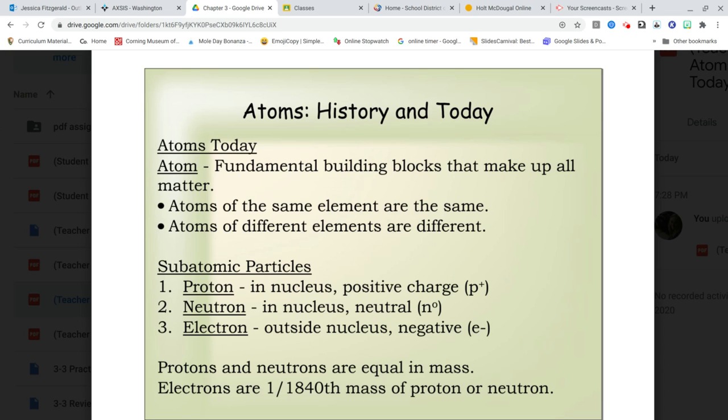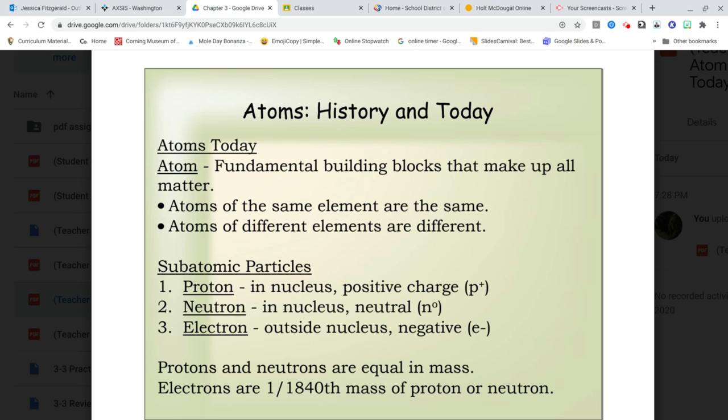In this unit, we're going to be studying the history of the atom, particularly the models, and its structure, such as the subatomic particles that make up your atoms and where they're located. So, your atoms are going to be your fundamental building blocks that make up all of your matter that we've been studying. Atoms of the same element are going to be the same, while atoms of different elements are going to be different. And we're going to be looking at their atomic structure, what makes them similar and what makes them different.